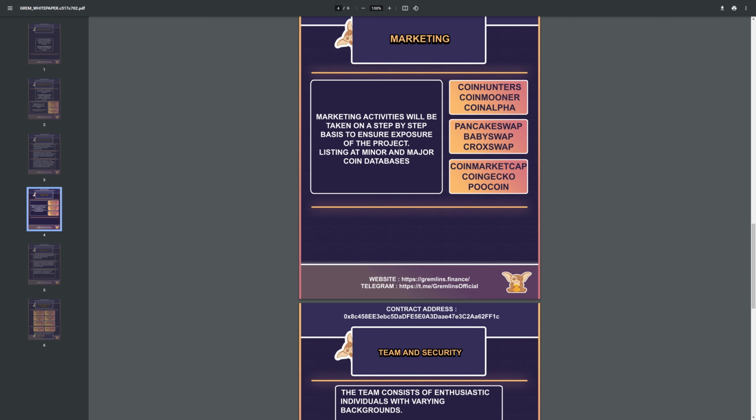As for the marketing, they say marketing activities will be taken on a step-by-step basis to ensure exposure of the project listing at minor and major coin databases. So of course they want to be posted on Coin Hunters, Coin Mooner, Coin Alpha. They want to be put on PancakeSwap, BabySwap, and CrocSwap. And of course the big ones, CoinMarketCap, CoinGecko, and PooCoin.